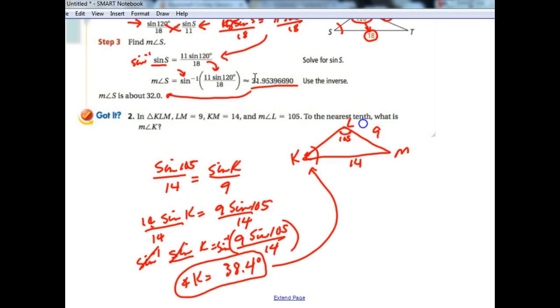All right? So in example 1, we found out how to find a missing side using the law of sines. And in this example 2, we found out how to find an angle using the law of sines.